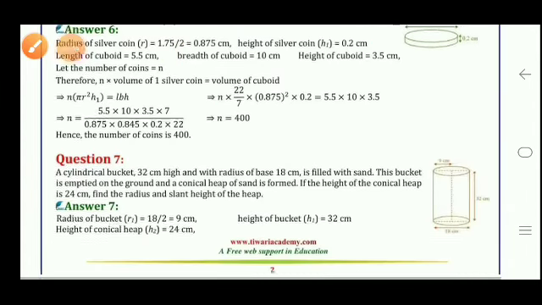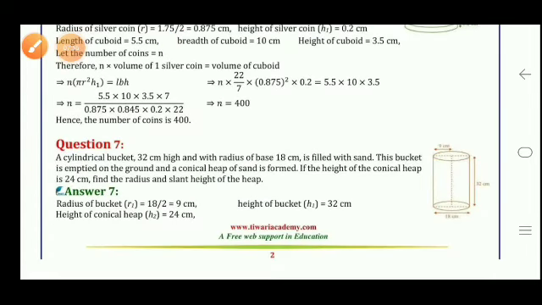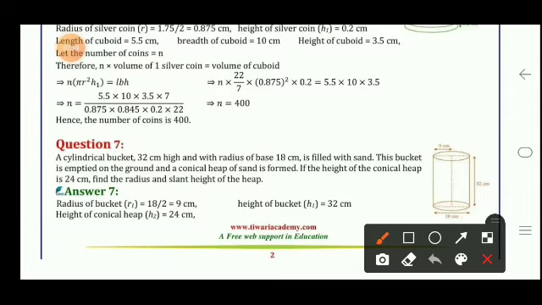Now moving towards question number 7. In question number 7, it is given a cylindrical bucket of 32 centimeter height with a radius of base 18 centimeters filled with sand. This bucket is emptied on the ground and a conical heap of sand is formed. If the height of the conical heap is 24 centimeter, find the radius and the slant height of the heap. So the dimensions of the bucket are given: radius r1 is 18 centimeter, the height of the conical heap h2 is 24 centimeter, and the height of the bucket h1 is 32 centimeter.